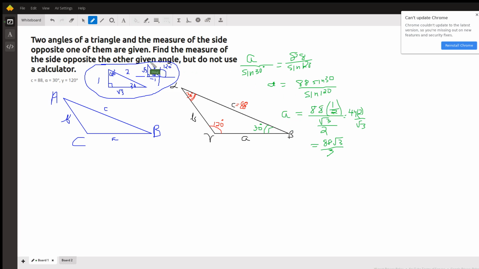Now, you're supposed to do this without a calculator, and you can do that because 120 and 30 are special angles. You can get it from the unit circle, or you can draw a little right triangle here where the sides are in the ratio 1 to square root of 3. In a 30, 60, 90 right triangle, the hypotenuse is twice the short leg, and the long leg is radical 3 times the short leg.